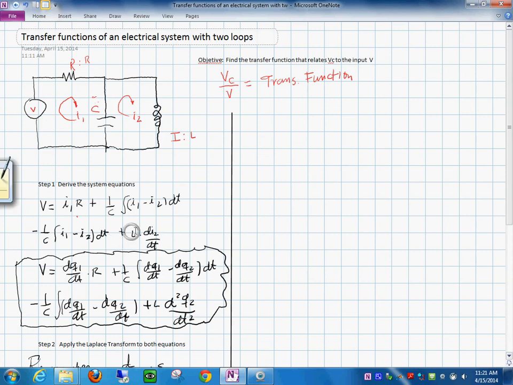So if this is the case, if you apply it to the first equation, you say that V of s is equal to, in this case, q1 of s times R plus 1 over C times q1 minus q2.